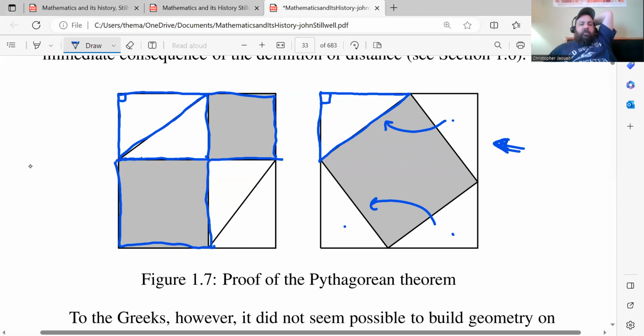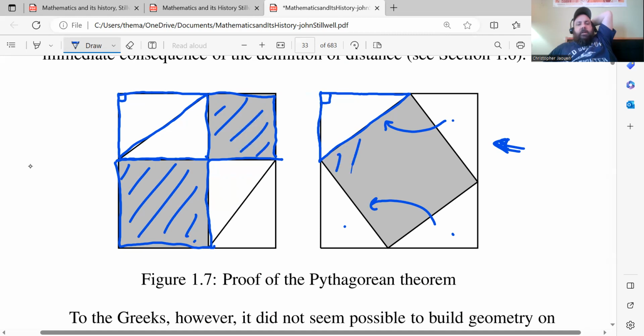So that's a visual proof of the Pythagorean theorem, right? This area here plus this area here gives you this area here. And like I said, there are many others. This is just one of them.